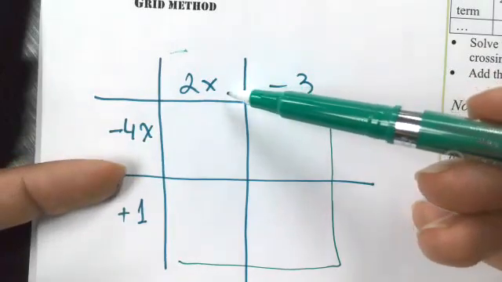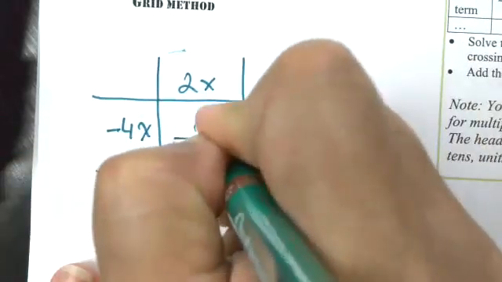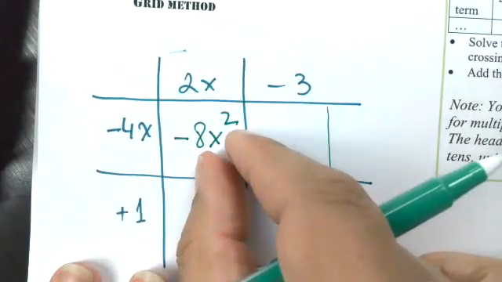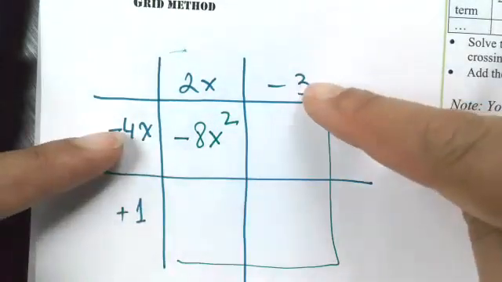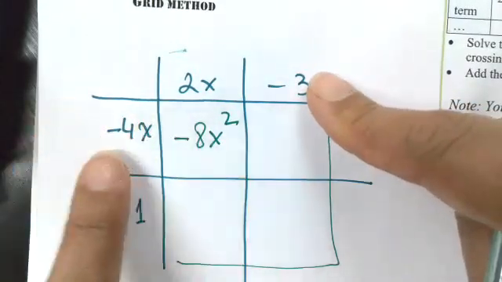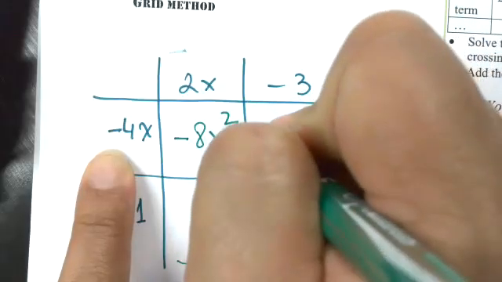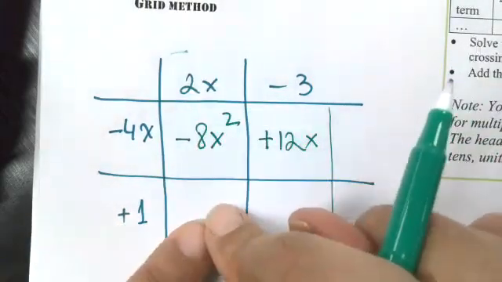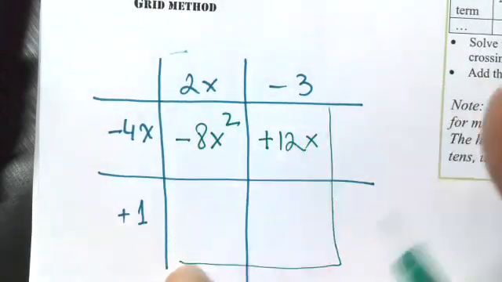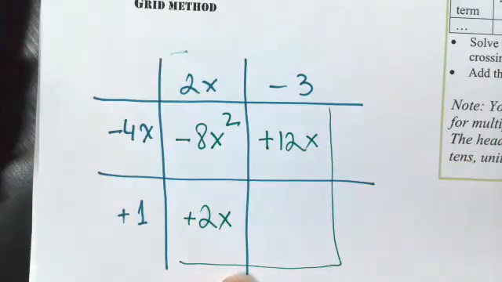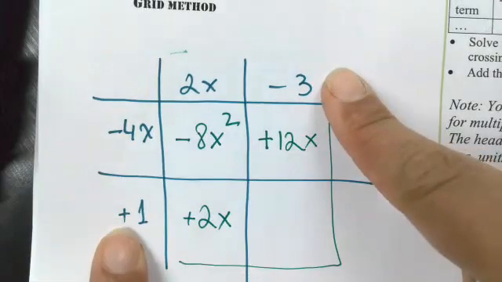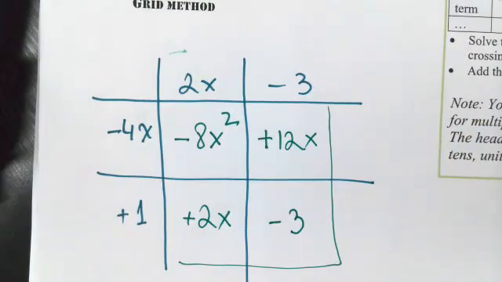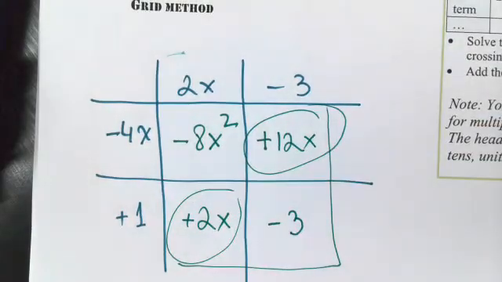2x times negative 4x, we get negative 8x squared. So these two multiplied, the answer is there. Make sense? Negative 3 times negative 4x, we get positive 12x. These two multiplied, we can put it over there. 2x times 1 is positive 2x. Negative 3 times positive 1 is negative 3. Do we have any like terms? Yeah, we do. Those are like terms. You're going to put them together.